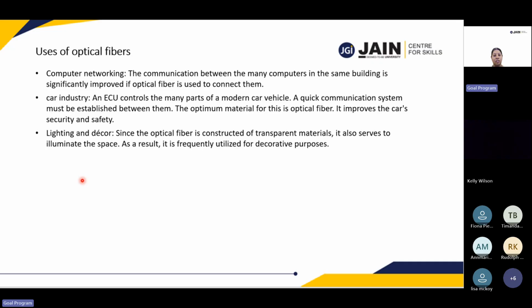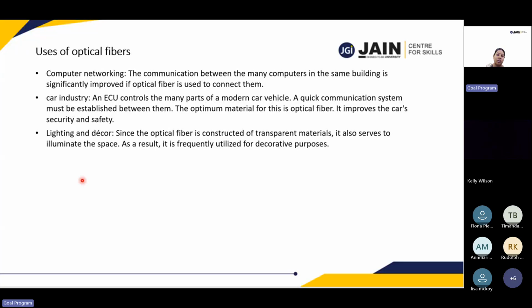Computer networking for LAN, MAN, WAN, PAN, everywhere in the same building. If you're providing the connection to the same city or different cities, whatever it is, we are actually using these cables for networking purposes, same as the internet.